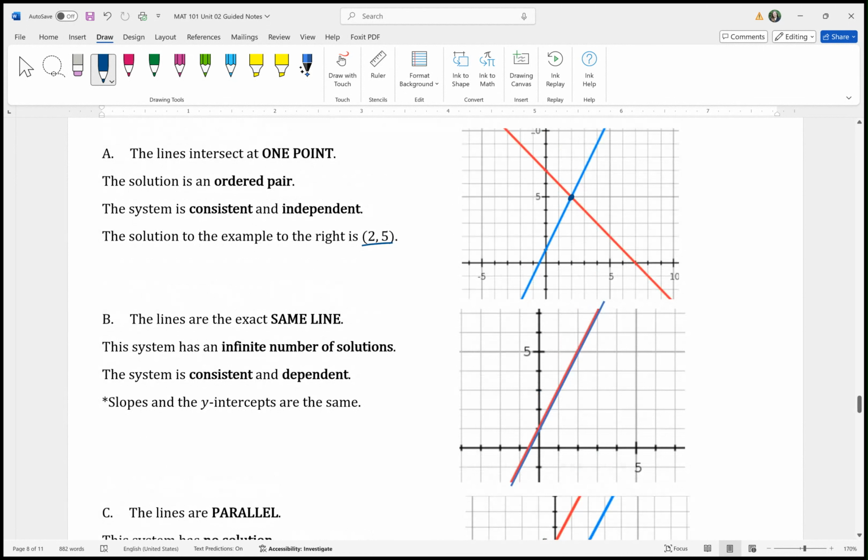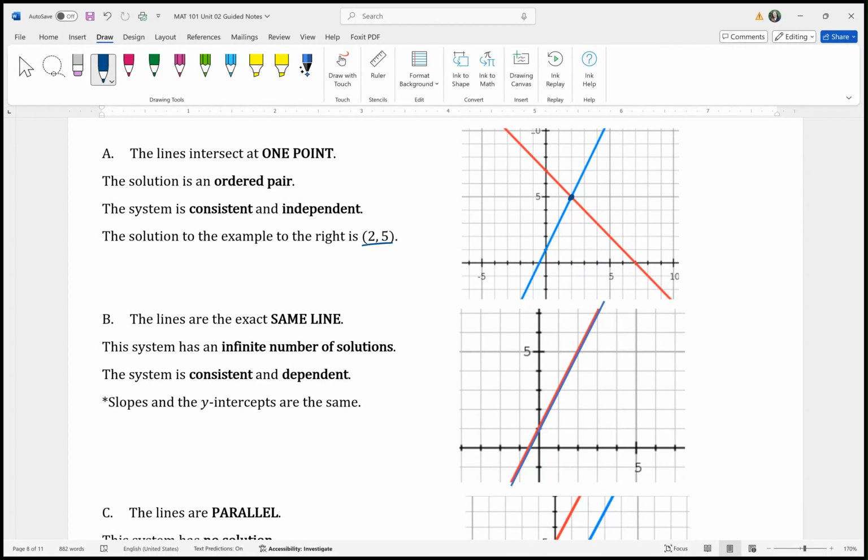Let's say you have two equations, you graph those, and they are literally the same line. Then you're asking yourself, where do they cross? Where do they meet? And in this case, they are crossing or meeting everywhere. So instead of just having one solution, every single point on this line is a solution. So there are infinitely many solutions.